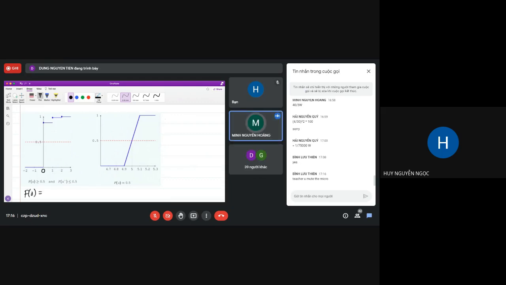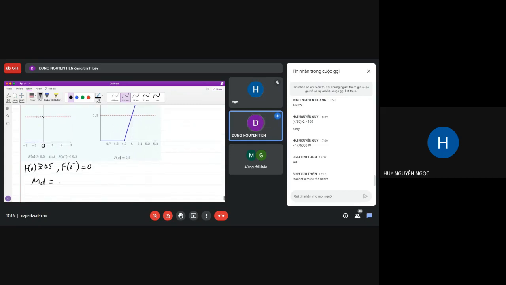Teacher, your microphone is mute. Oh, I'm sorry. So you see that we draw a line passing the point 0.5 right here. Then you can see that F of 0 is at that point, right? It is greater than 0.5, right? And F of 0 minus is 0. Okay, so we can conclude that the median of x is basically 0.